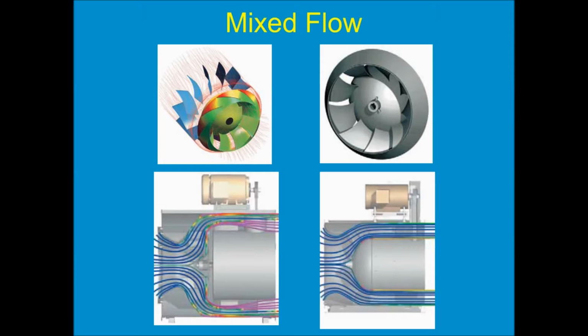The mixed flow impeller is kind of a hybrid, a cross between an axial impeller and a centrifugal impeller. It has blades and a central hub, but it also has kind of a centrifugal shape to it. The nice thing about a mixed flow fan is that it moves a lot of air very efficiently.